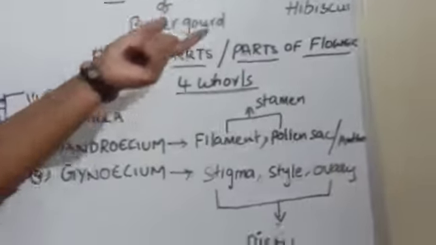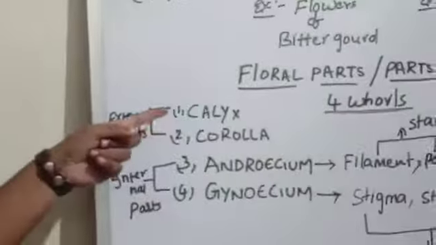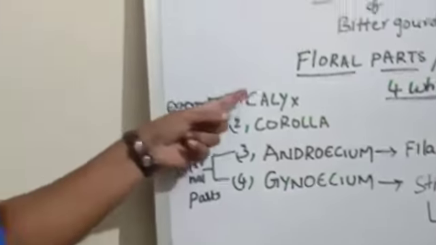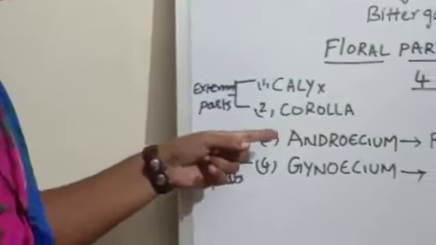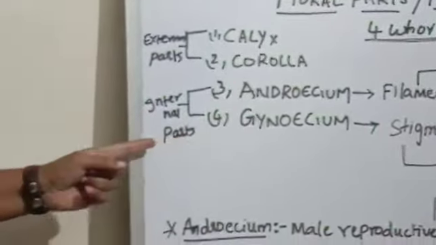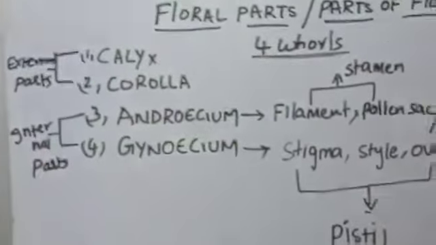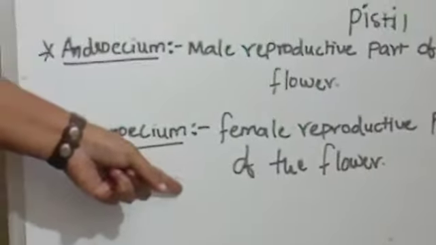Now coming to the floral parts, or parts of the flower. The parts of the flower are arranged in four whorls. They are calyx, corolla, androecium and gynoecium. Calyx and corolla are the external parts of the flower, whereas androecium and gynoecium are the internal parts of the flower. Androecium is the male reproductive part of the flower and gynoecium is the female reproductive part of the flower.